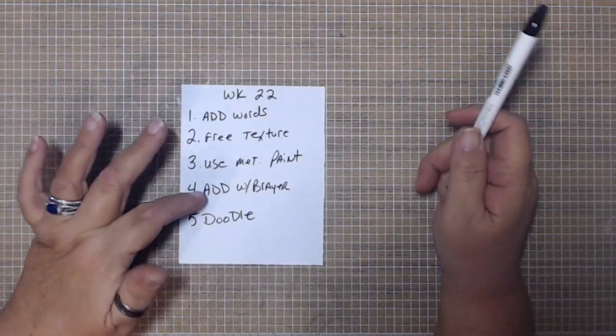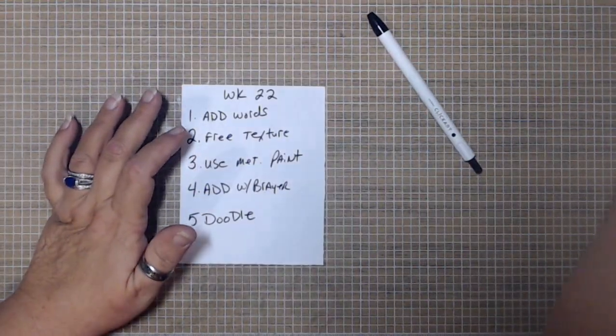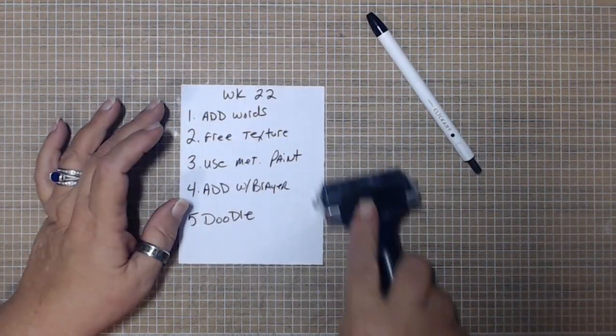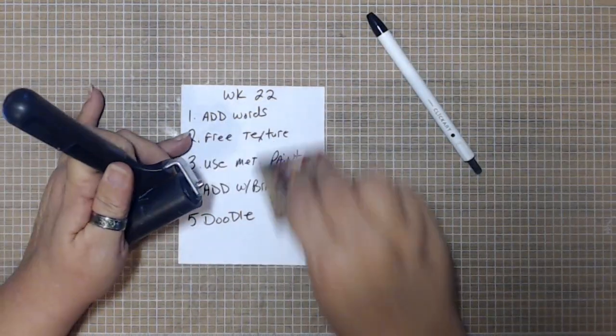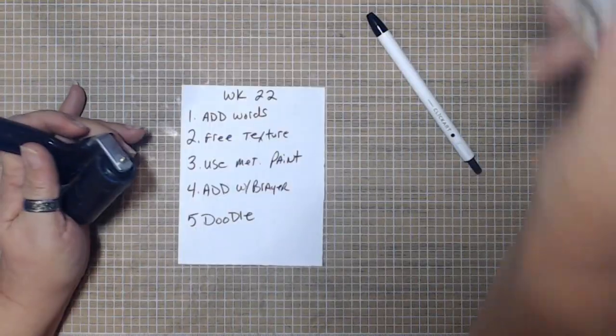Adding paint with a brayer. If you do not have a brayer like this, you can always use just like a card and put it on and just kind of wipe it. It's the same effect.